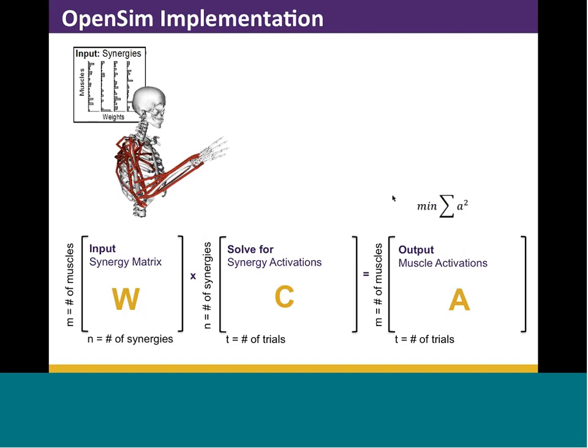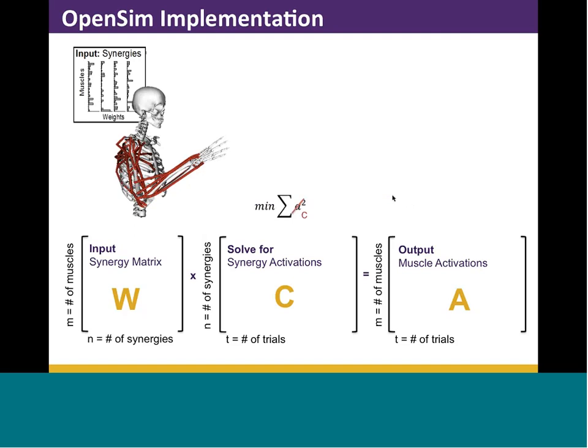So traditionally in OpenSim for static optimization, we minimize activation squared to identify the optimal, quote-unquote, optimal solution for a given action. For implementing synergy-based control, we made the simple change of going from minimizing activation squared to instead minimizing these synergy activations over the given task.